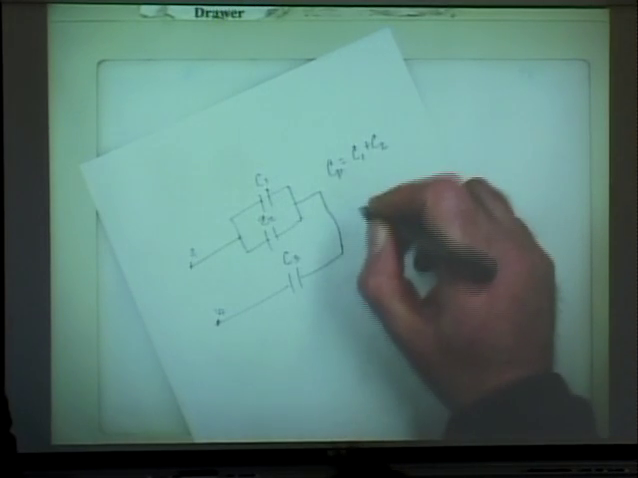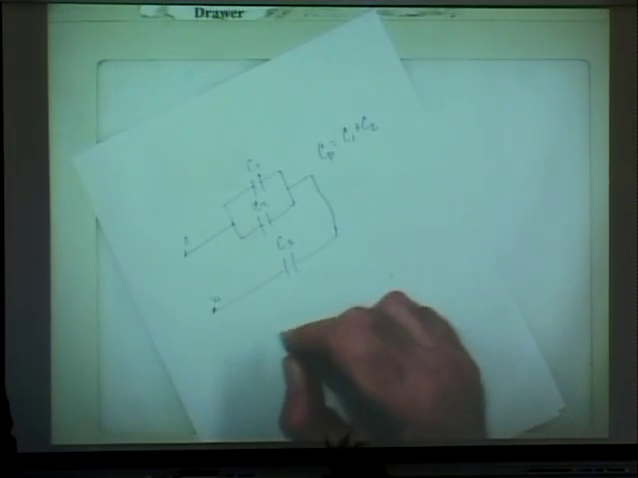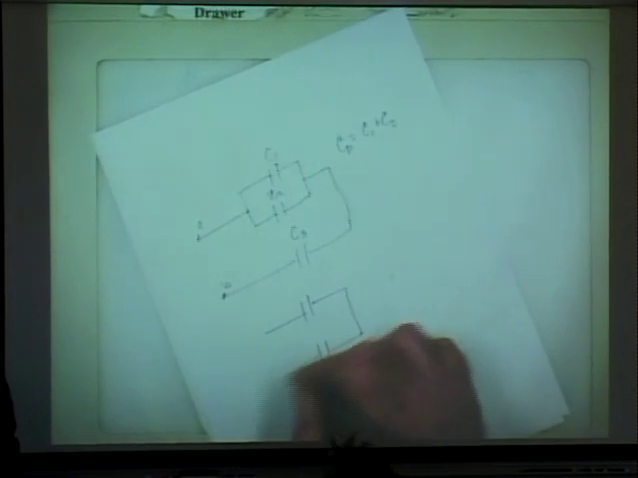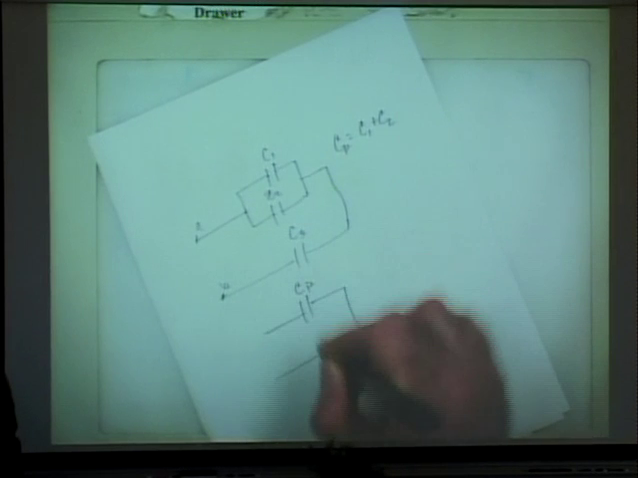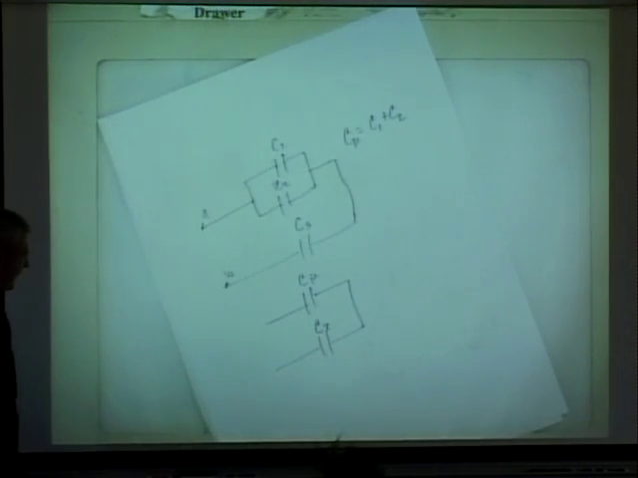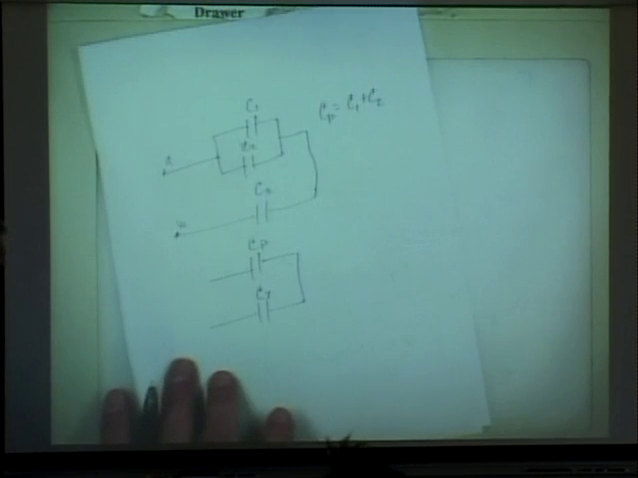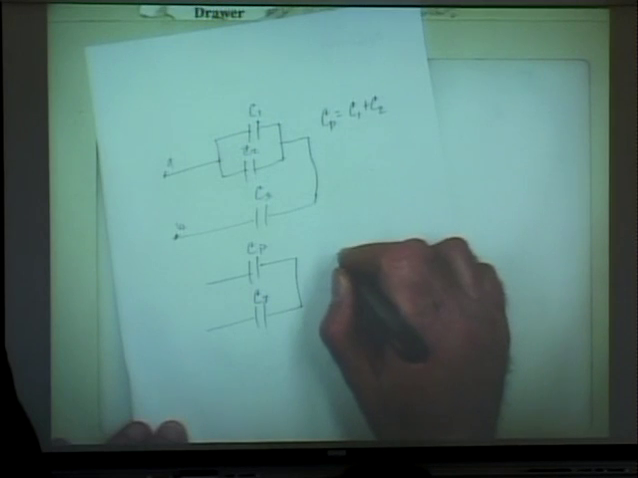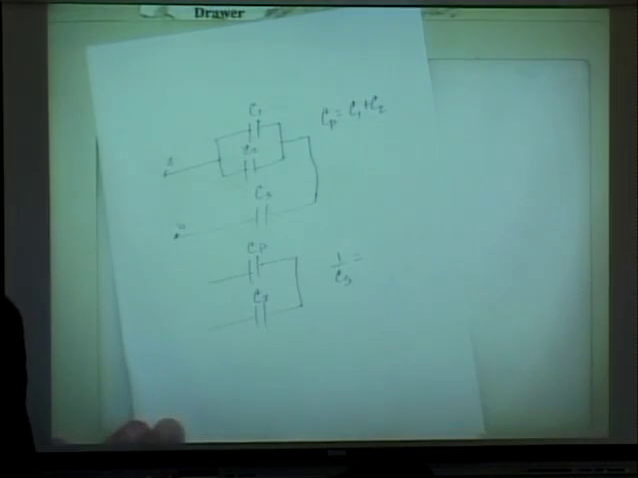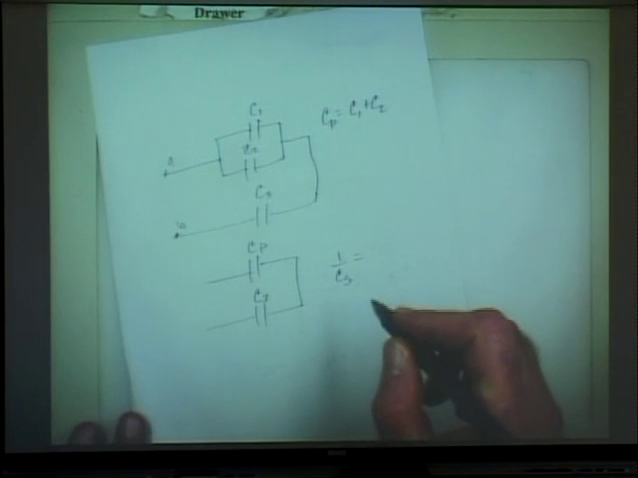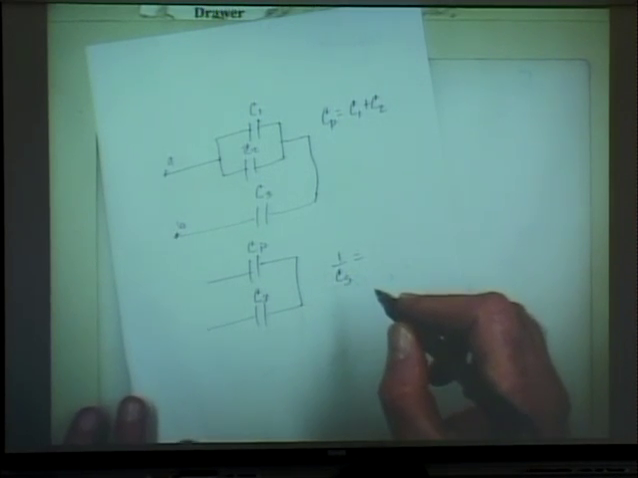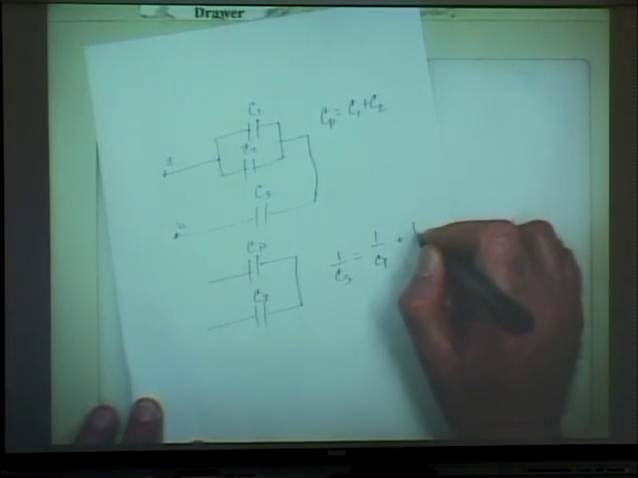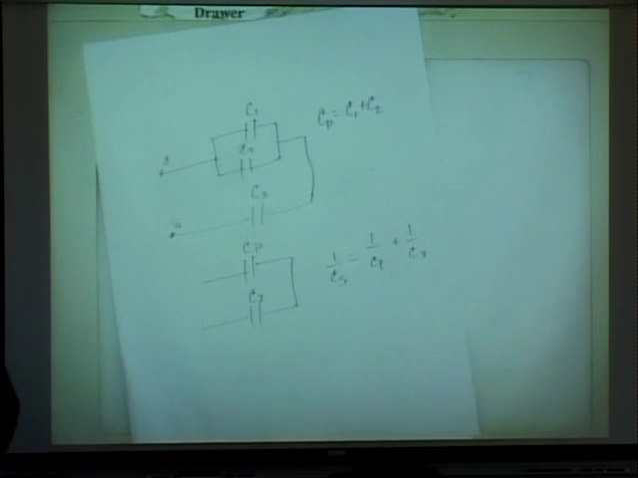So now I just shrink this down. It looks like this now, so I've got CP and C3. Are those in series or parallel? Series, they're in series. And so 1 over CS equals 1 over CP plus 1 over C3.